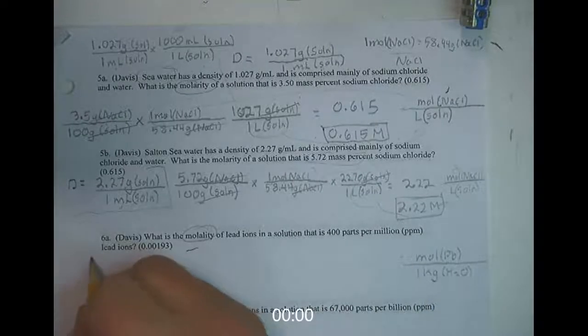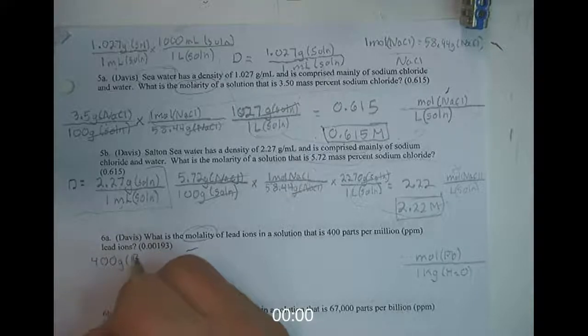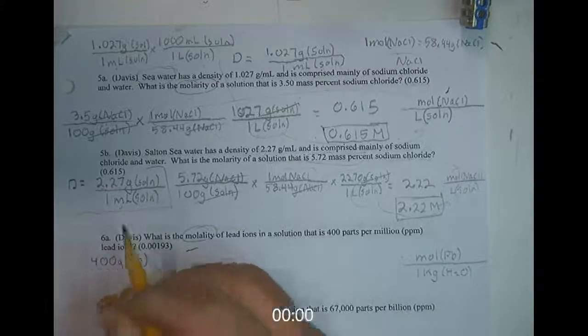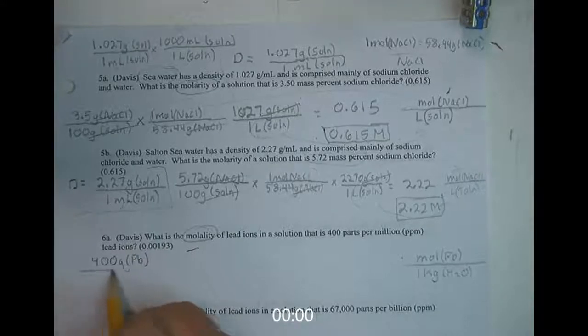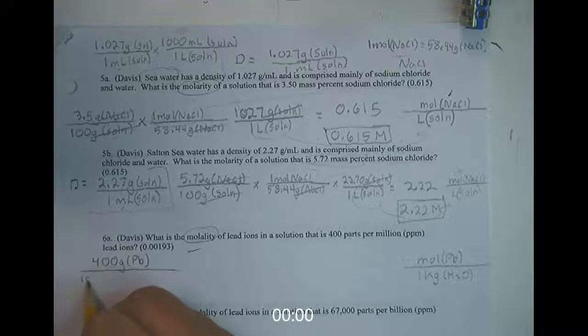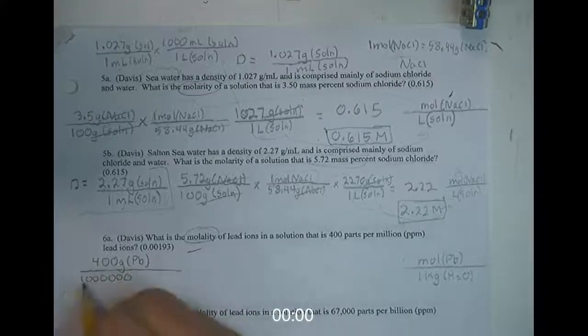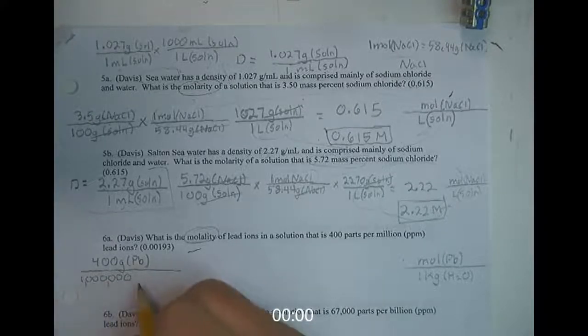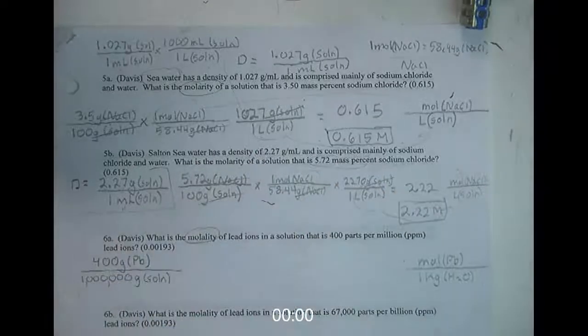So it means you have 400 grams of Pb for every 1 million grams of the total solution. And I'm going to write that out. Scientific notation might be appropriate for a number this large, but I just want to be sure we're really clear on what the number is we're dealing with. So that number is 1 million, and that's grams of solution.